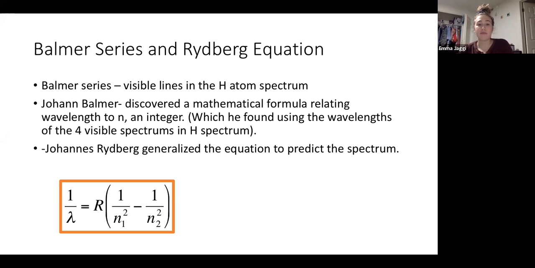And Johannes Rydberg was the one who generalized the equation to predict the spectrum. So the Rydberg equation is displayed here in this orange box. That right there is a sign for wavelength. The R is a constant, and then the n is the integers with regard to energy levels. So n1 is an energy level, n2 is some energy level, and it's got to be a larger energy level subtracted by a smaller one.